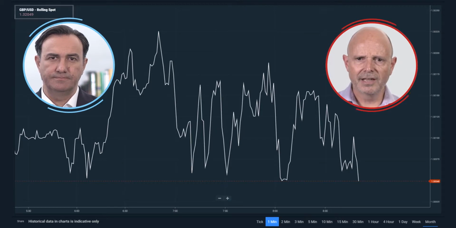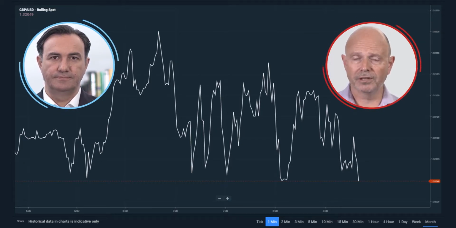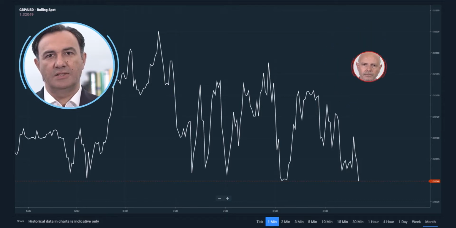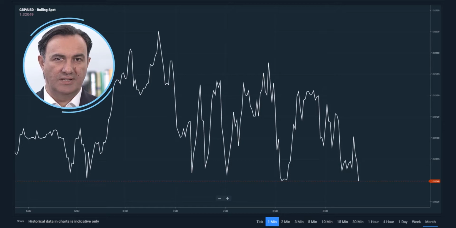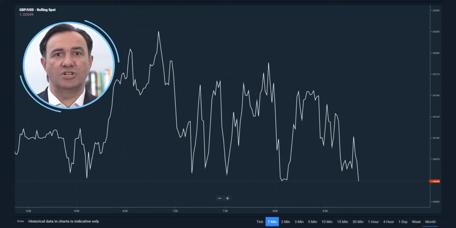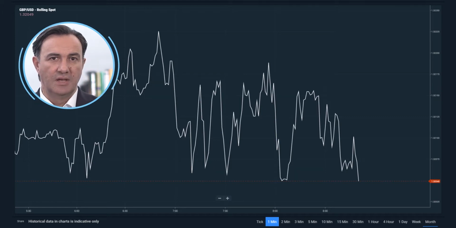Yes, that makes sense. And how much data do we need exactly? What's the best time frame to use? Well, it really depends on what type of trader you are. Your trading style and investment time frame normally dictate the chart time frame you'll be using.